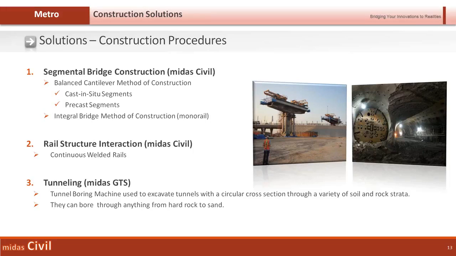Also, for the continuous welded rails and the rail and deck interaction, we can again go for the Midas Civil rail track analysis module. And for tunneling, mainly for the metro subways that we are constructing, we can go for Midas GTS NX. There you can simulate the tunnel boring machine. Also you can simulate boring through hard rock and soil conditions. So these are the major solutions for the considerations that we gave in the last slide. We'll be discussing each and every solution one by one.